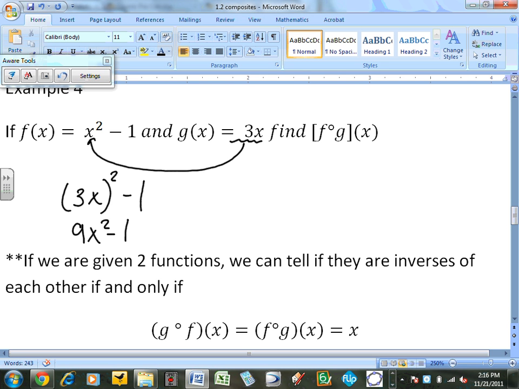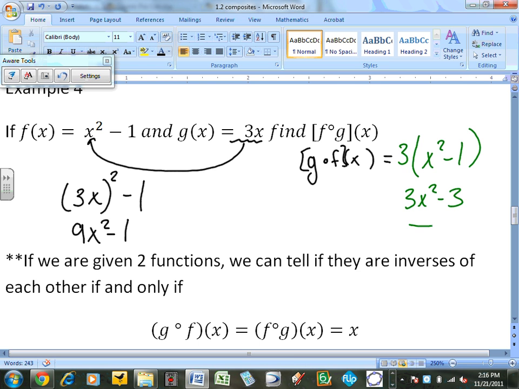If they're asking us to find g of f of x, we would plug in f of x anywhere we see an x in the g function. So I would have 3 times x squared minus 1, which is 3x squared minus 3. And that's it.